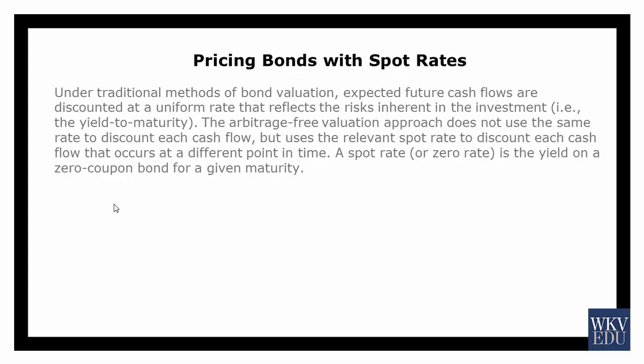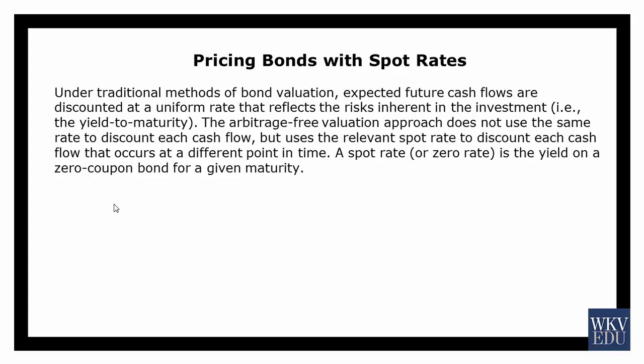Under traditional methods of bond valuation, the expected future cash flows are discounted at a uniform rate to arrive at the value of the bond. This rate is known as the yield to maturity. The arbitrage-free valuation approach does not use the same rate to discount each cash flow but uses the relevant spot rate to discount cash flows that occur at different points in time.